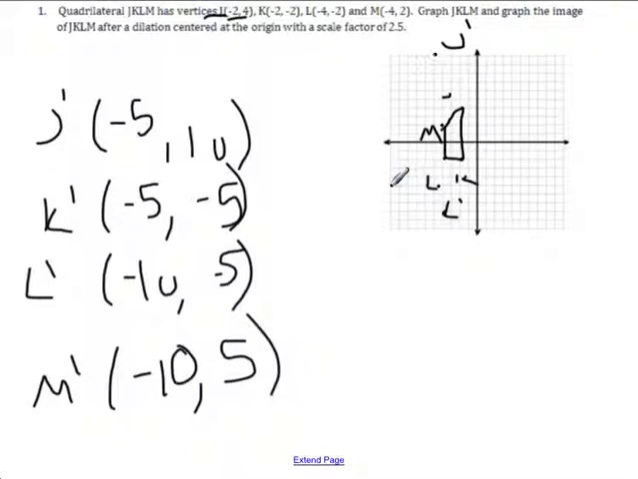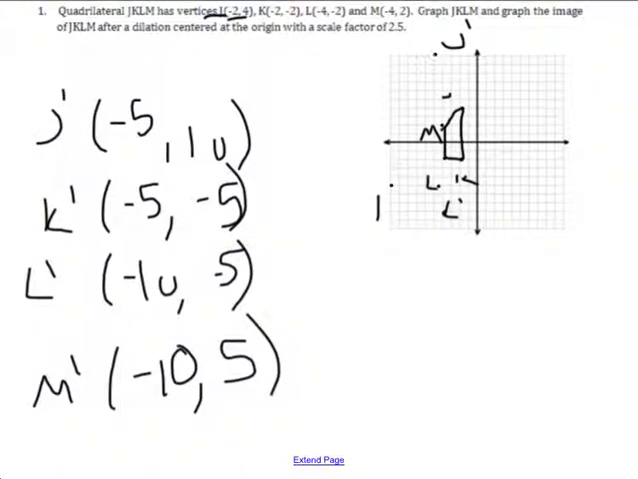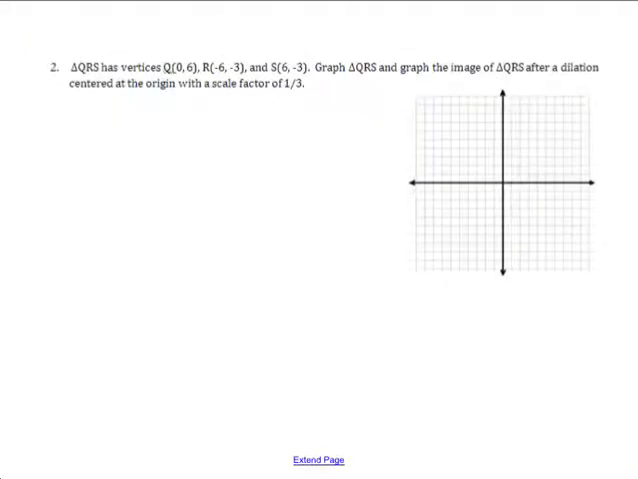And that is our L prime, sorry. Awesome. Okay. And then our M prime is -10 and up 5. So then we have this shape right here. And notice that it's 2.5 times the size of our original. So let's take a look at number 2.